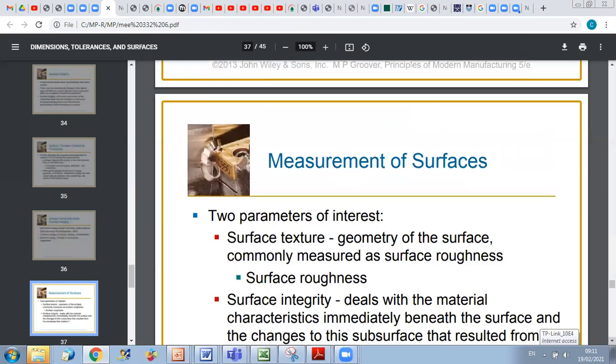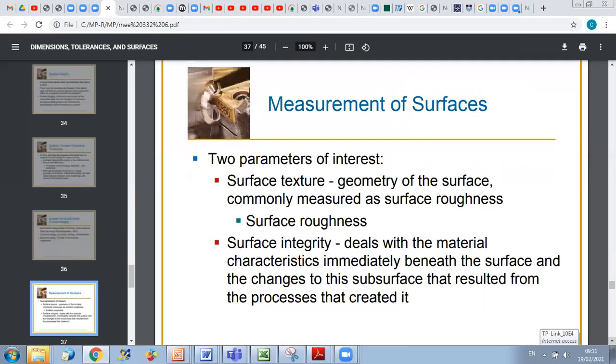Now, what about measurement of surfaces? So we have two parameters of interest: the surface texture, which just considers the geometry of the surface, so the external profile of the surface, and it is commonly measured as surface roughness. The other parameter of interest is the surface integrity, which deals with the material characteristics immediately beneath the surface and the changes to this subsurface that will result from the processes creating it.